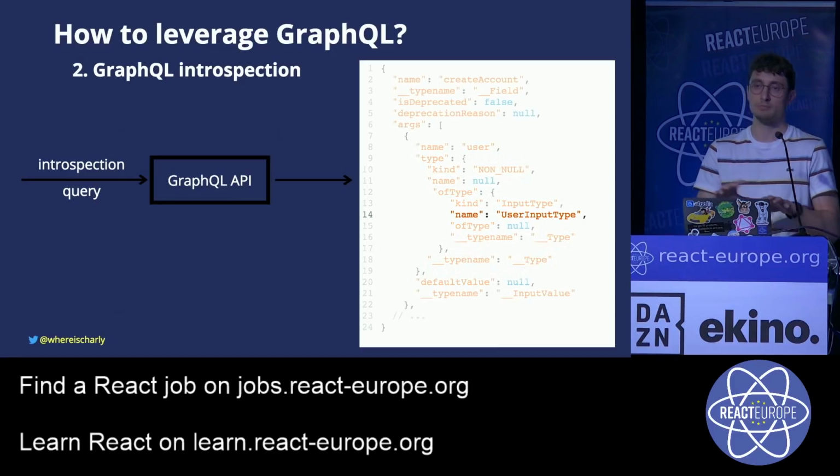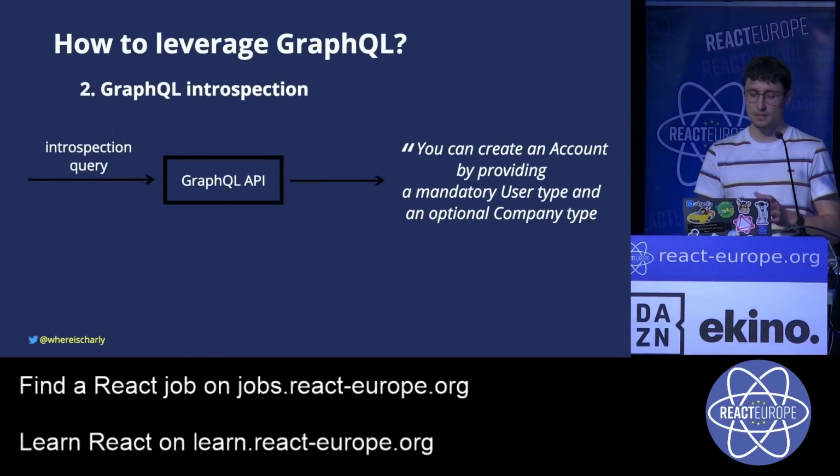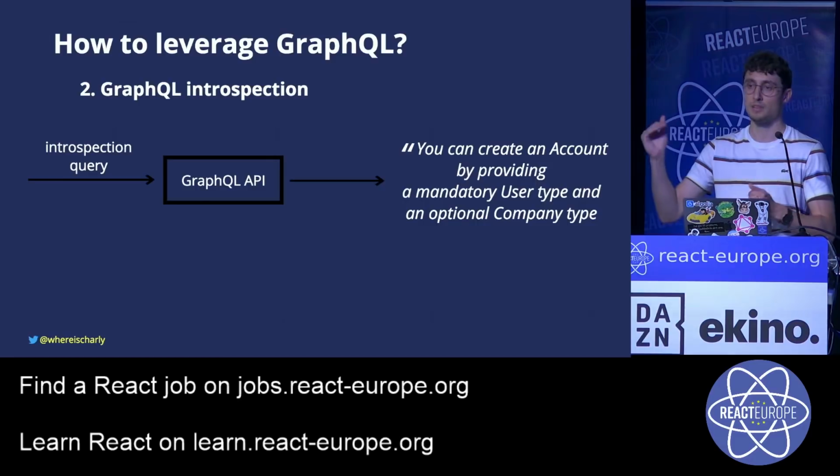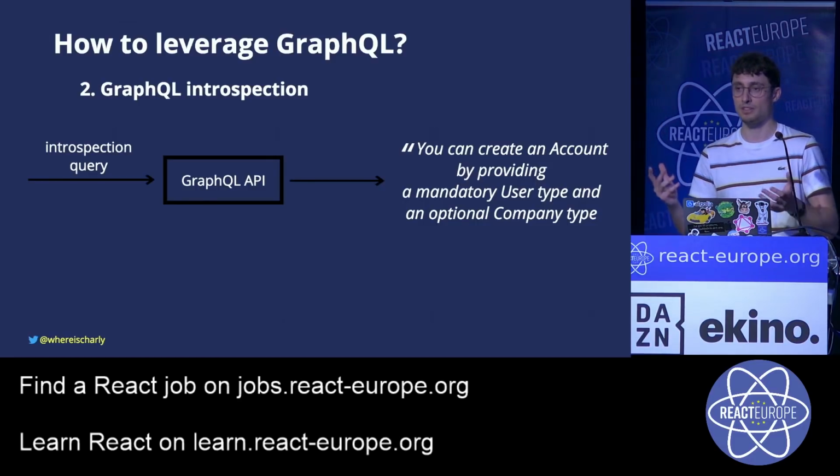So what does it mean in the big picture? It means that with a GraphQL API, doing an introspection allows us to have this kind of sentence. You ask the API, what can I do? And it replies, you can create an account on this application by providing a user and an optional company. And by the way, this is how a user looks like. A user has a mandatory first name, last name, email, optional avatar, etc.